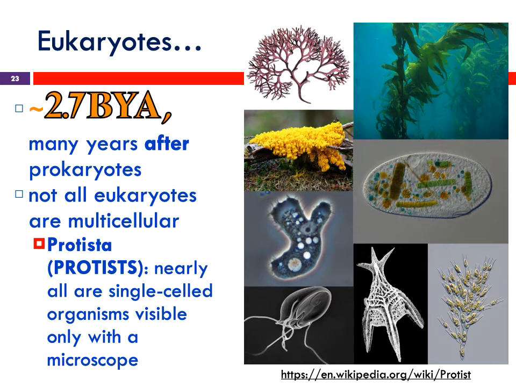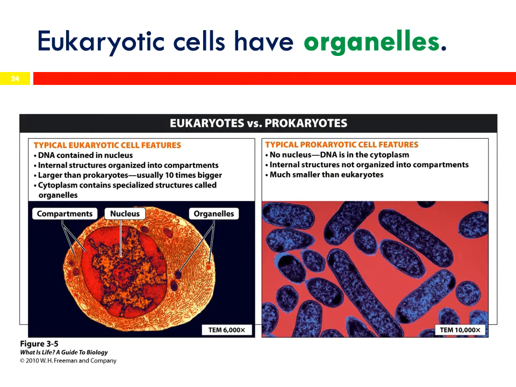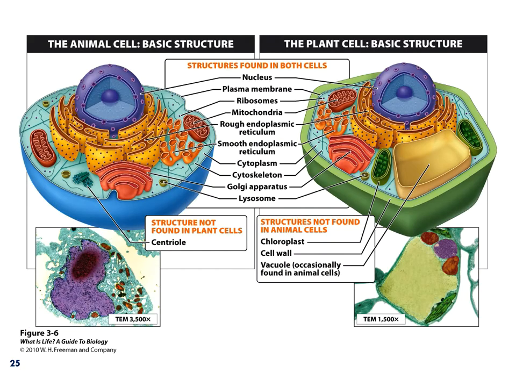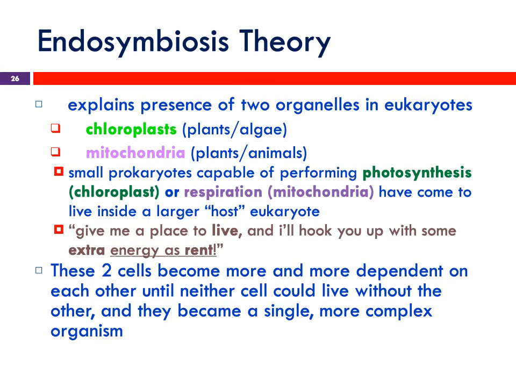They are not all multicellular like us. Some of them are single-celled, and one large group that contains many single-celled eukaryotes are called the protists, and there's a picture of a few of them. They all have organelles. Here's a picture of animal versus plant cell, and we'll get more into those in a couple sections down.